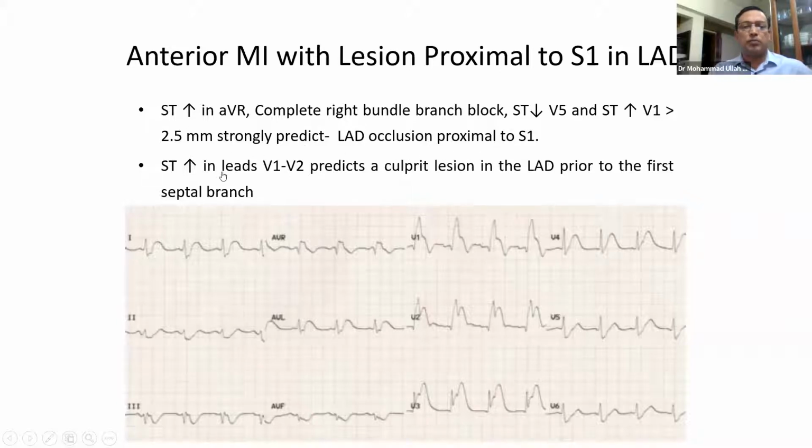to the septal one. And ST elevation in V1 to V2 predicts culprit lesion proximal to the septal branch, as I have already mentioned. So in this ECG, there is right bundle branch block, there is ST elevation in V1, there is ST elevation in aVR. That indicates that this patient may have got a LAD lesion in the proximal part, proximal to the septal one. This may also be a lesion in the left main artery or a left main equivalent, but definitely it has got a lesion proximal to the septal one.